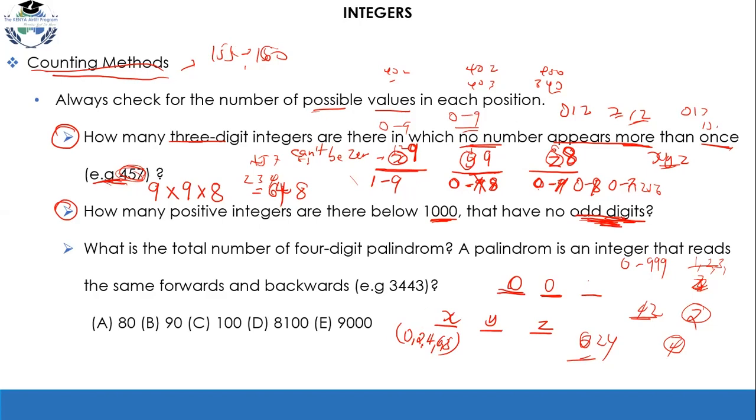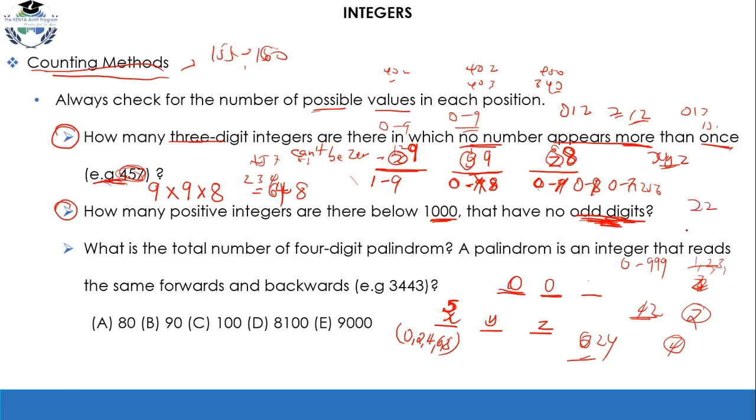So 1, 2, 3, 4, 5. So here you have 5 options. You have 5 options here. So 0, 2, 4, 6, 8. Again, you have not been told that they are not repeating. Here you are told no number appears more than once. So here you have not been told that they can't repeat.